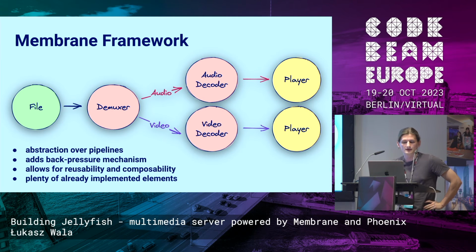Membrane also implements some features like a backpressure mechanism. In case one of your elements is working much slower than others, the queue of buffers can grow infinitely. So there's a mechanism where the slowest element has to explicitly request more buffers in order to not overflow the queue.